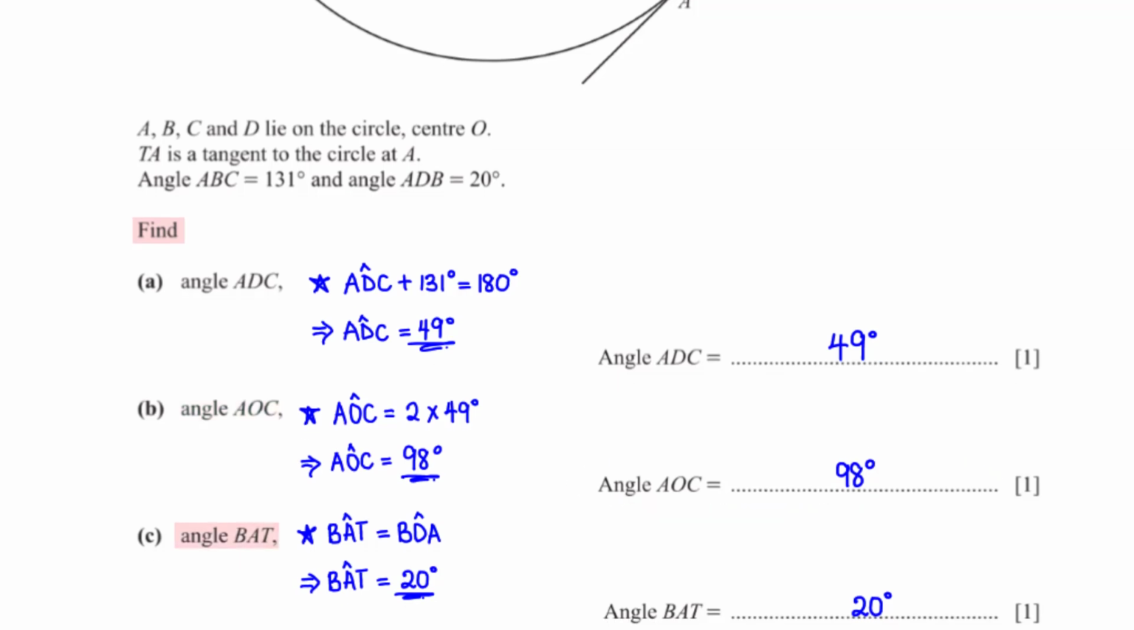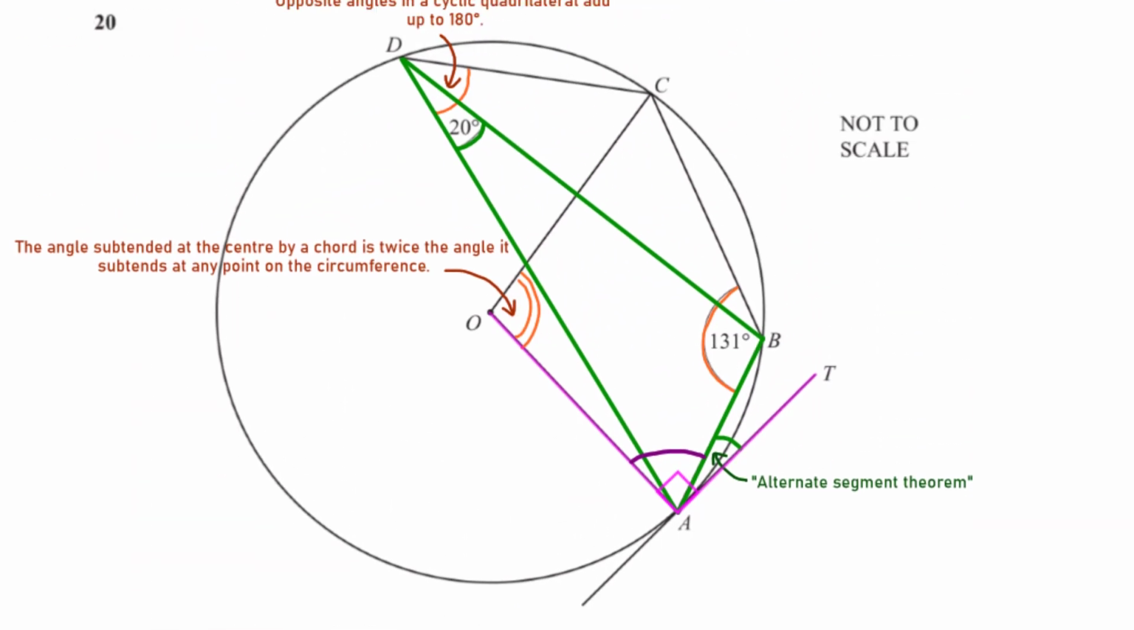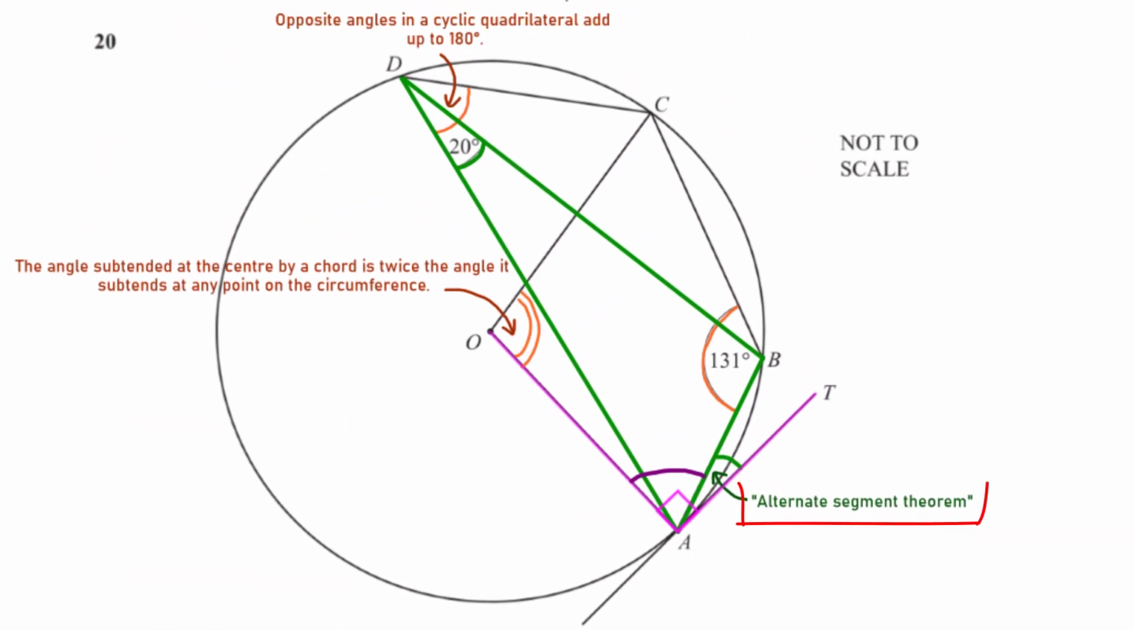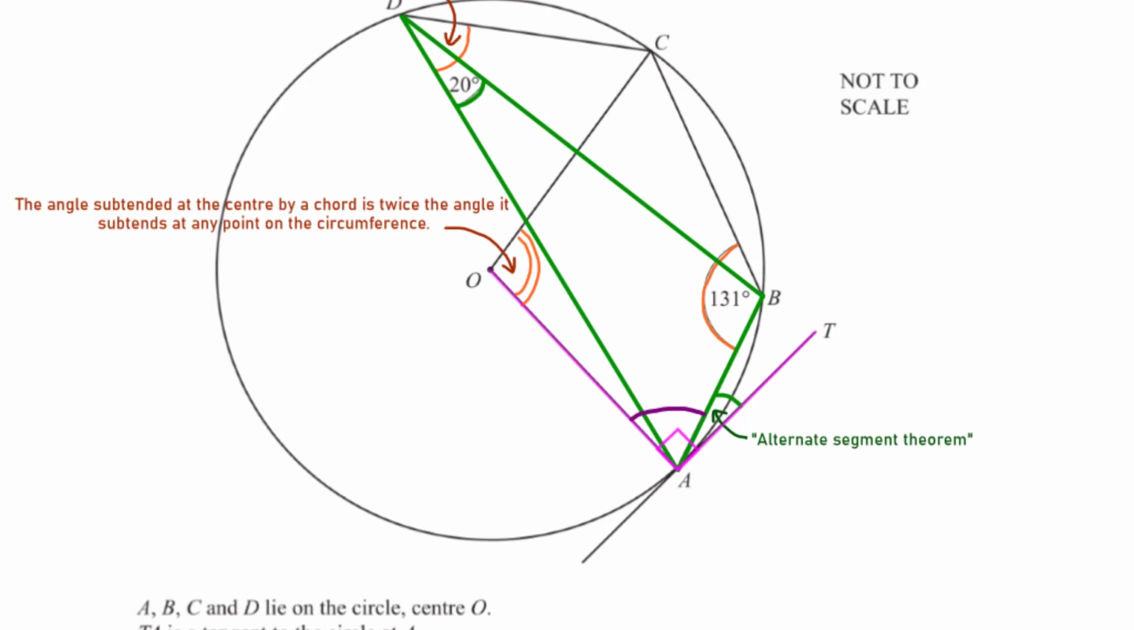Find angle BAT. Based on the alternate segment theorem, angle BAT is the same as angle BDA, which is 20 degrees. And so angle BAT is also equal to 20 degrees.